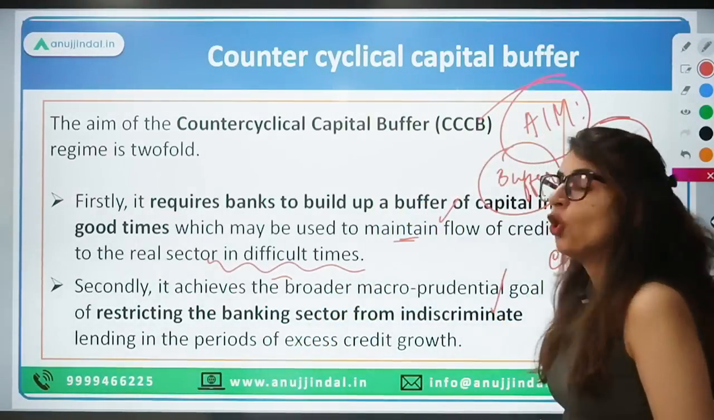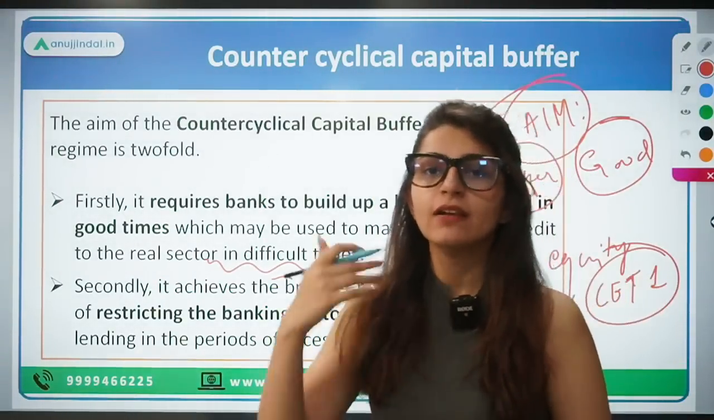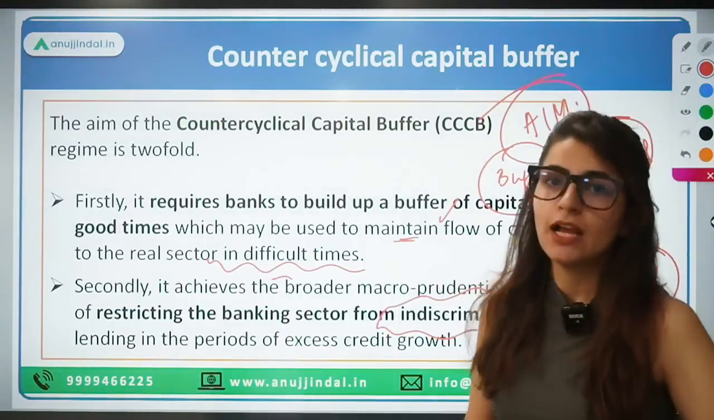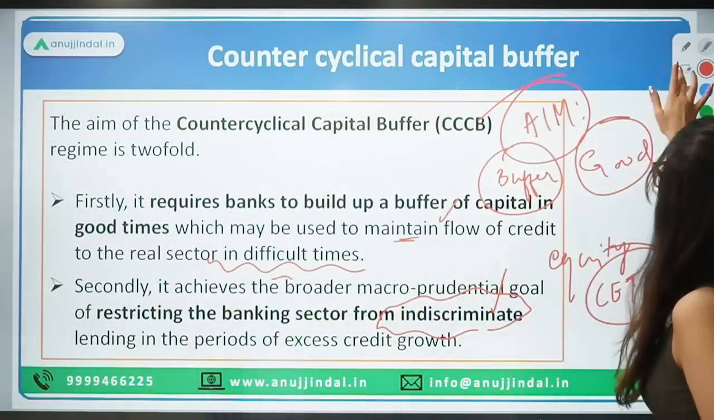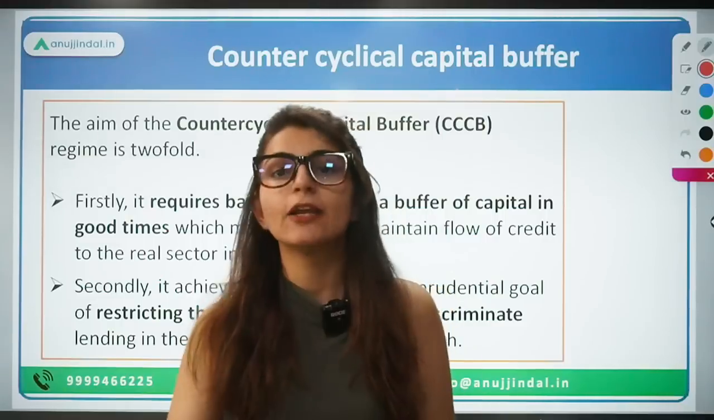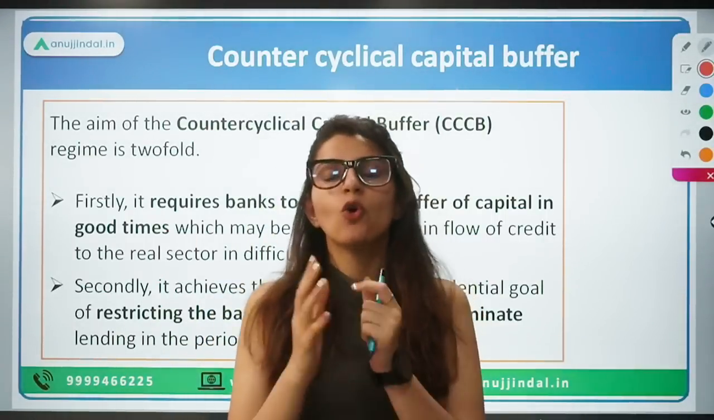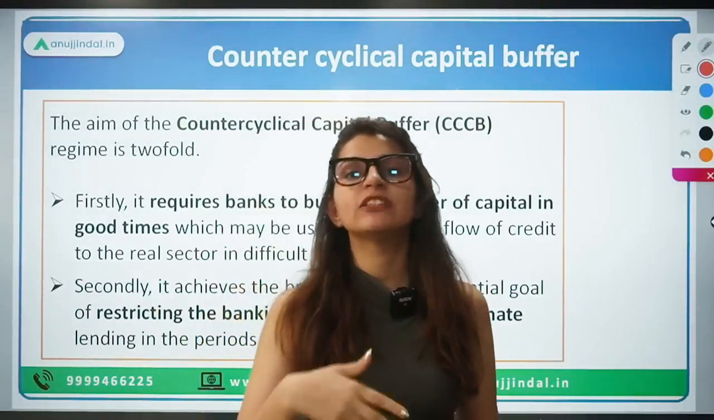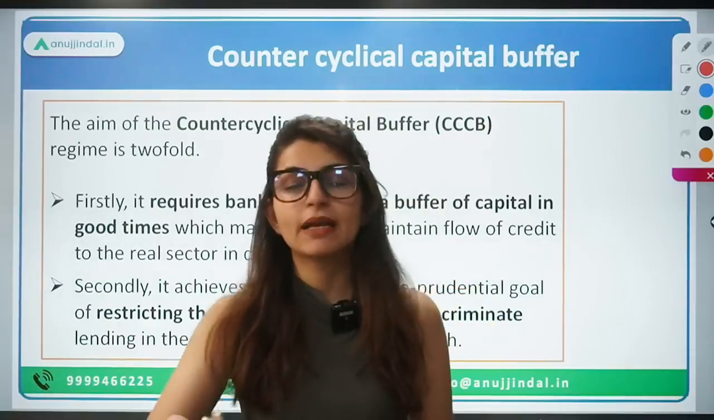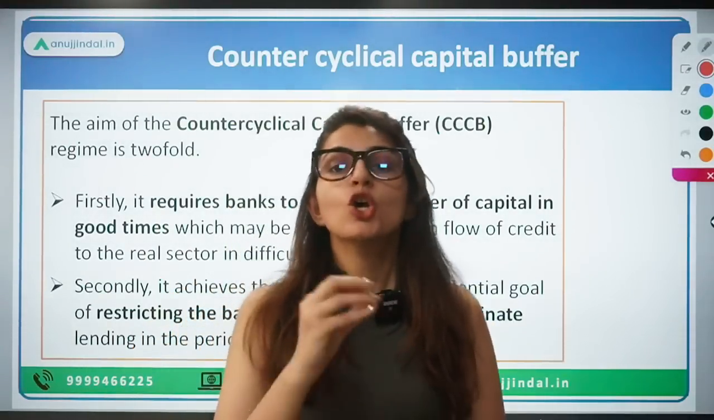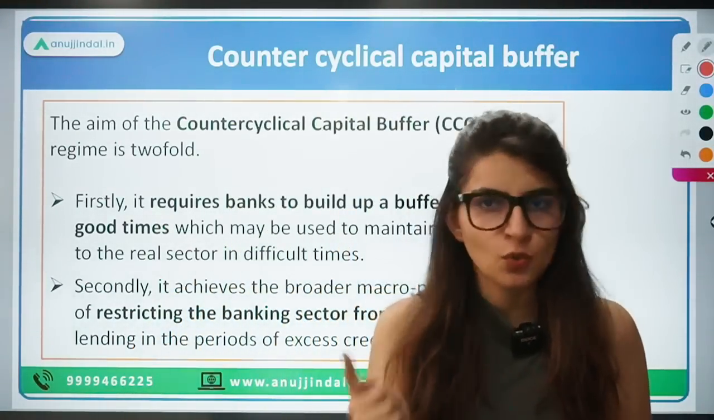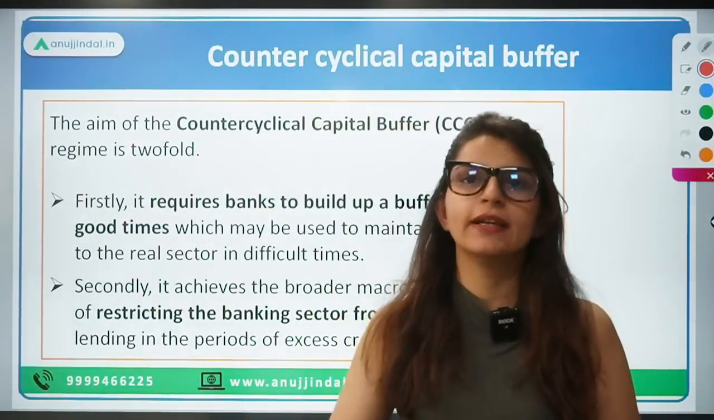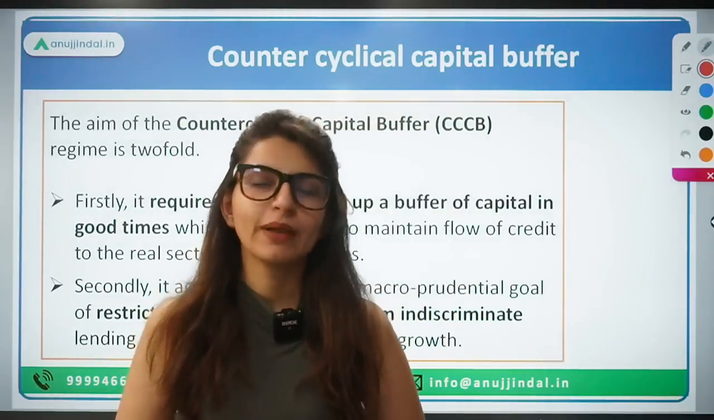And the second is to restrict banks from indiscriminate lending, right? A lot of times what happens is that when there is a boom period going on, banks tend to give a lot of credit. Banks assume that the more credit they give, the better, because they will be earning interest on it. But in this kind of situation, when indiscriminate lending takes place, a lot of these loans can actually tend to become NPAs, non-performing assets, going forward.